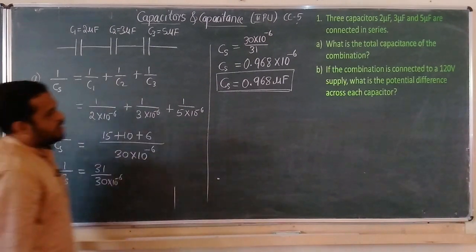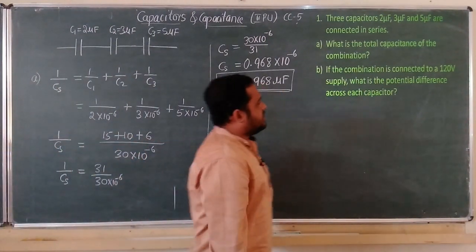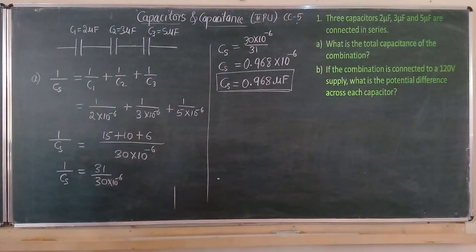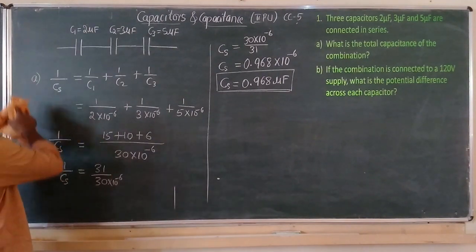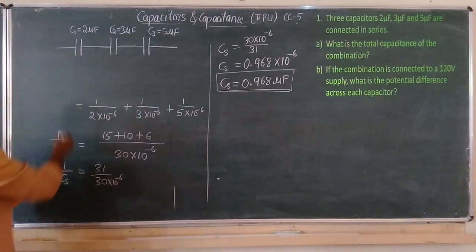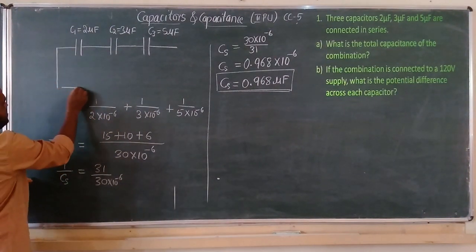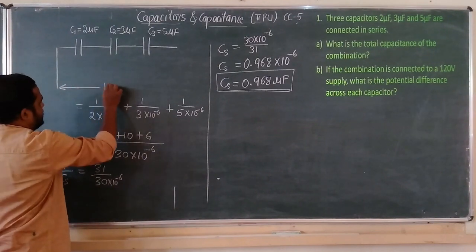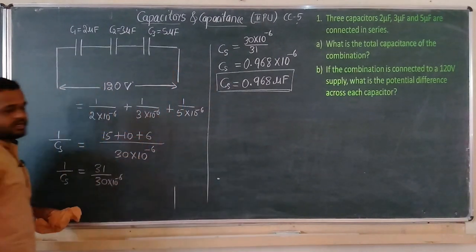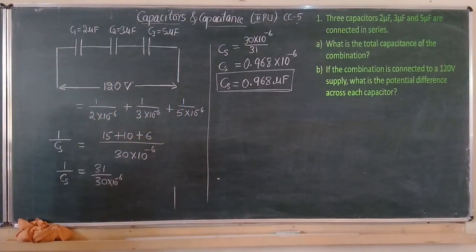Next, what is the second part? If the combination is connected to a 120 volt supply, what is the potential difference across each capacitor? That is the question. You just note this down by pausing the video. The given condition is that this series combination is connected to a potential difference of 120 volt.